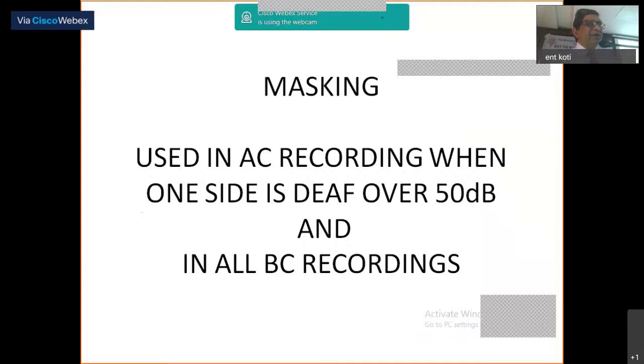For air conduction recordings, there is what is called a crossover. So if you are delivering sound through the speaker to the right ear, it will cross to the opposite ear when the hearing of this ear is more than 50, then the other ear will begin to interfere with your pitch. So in air conduction, when the difference between both ears is more than 50, then you need to do masking. If it is less than that, if it is 25, 30, crossover is not occurring, then you can take it that this is the ear which is giving the responses.